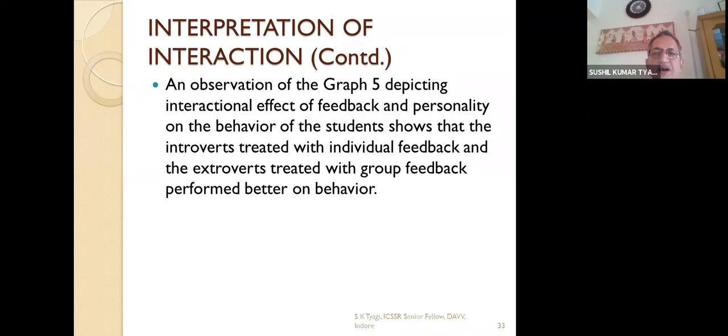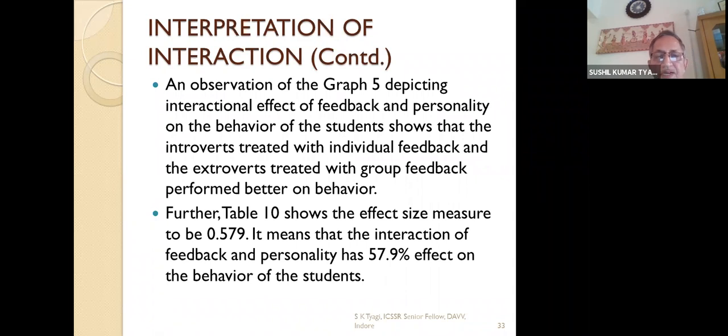An observation of graph 5 depicting the interaction effect of feedback and personality on the behavior of students shows that the introverts treated with individual feedback and the extroverts treated with group feedback perform better on behavior. Further, table 10 shows the effect size measured to be 0.579. It means that the interaction of feedback and personality has 57.9% effect on the behavior of the student. So this is how you interpret.